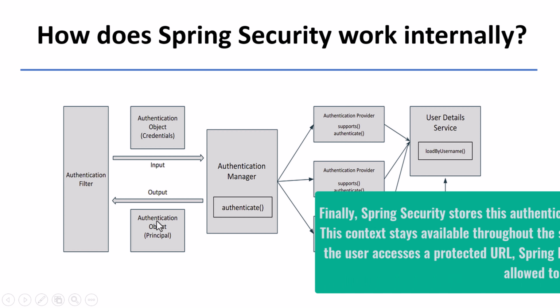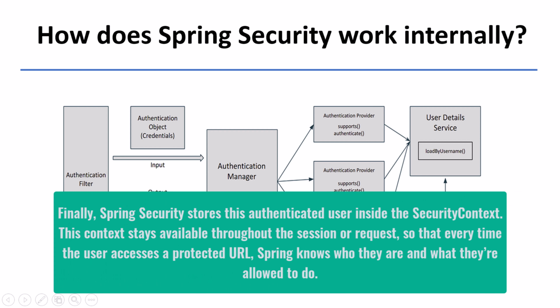Finally, Spring Security stores this authenticated user inside the security context. This context stays available throughout the session or request, so that every time the user accesses a protected URL, Spring knows who they are and what they are allowed to do. This is how Spring Security works internally.